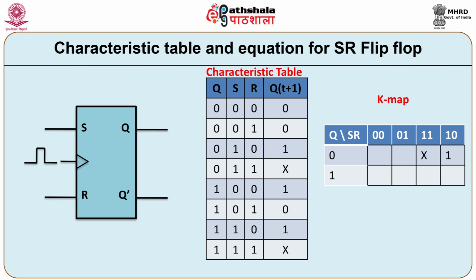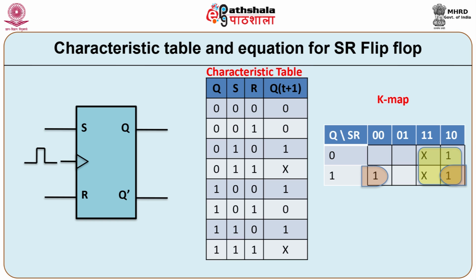In the fourth row with Q equal to 0 and SR equal to 1 1, the next state X is mapped. In the fifth row with Q equal to 1 and SR equal to 0 0, the next state 1 is also mapped. In the seventh row with Q equal to 1 and SR equal to 1 0, the 1 for next state is placed. In the last row with Q equal to 1 and SR equal to 1 1, the X is mapped into the K map.